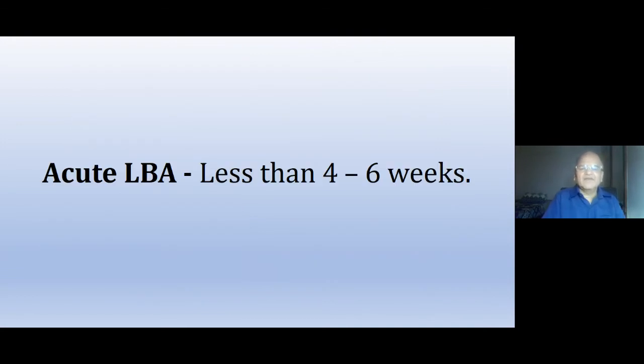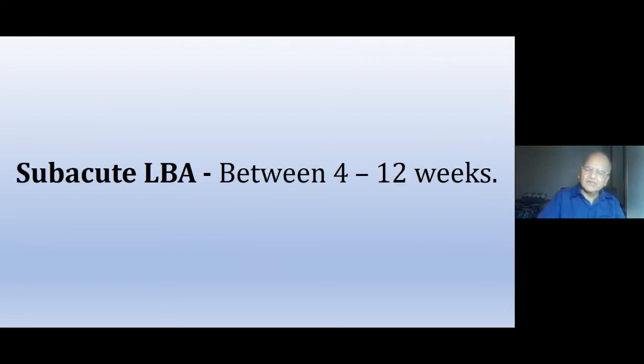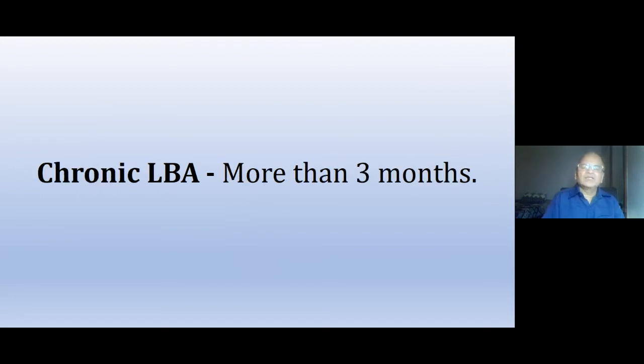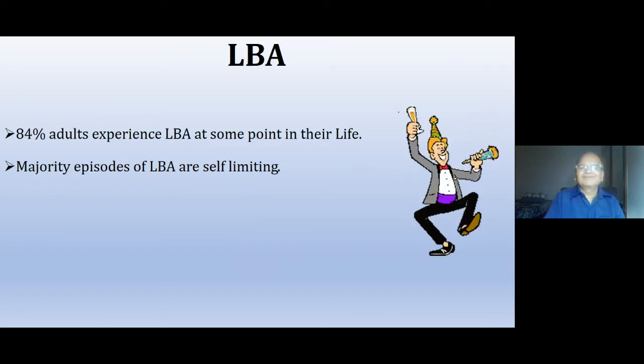Now, how do we classify low back pain? It can be acute if it is less than 4 weeks. It is subacute, between 4 to 12 weeks. And it is chronic, more than 3 months. So the subacute and the chronic only are big problems for all of us to handle. Acute low back pain usually settles remarkably well.